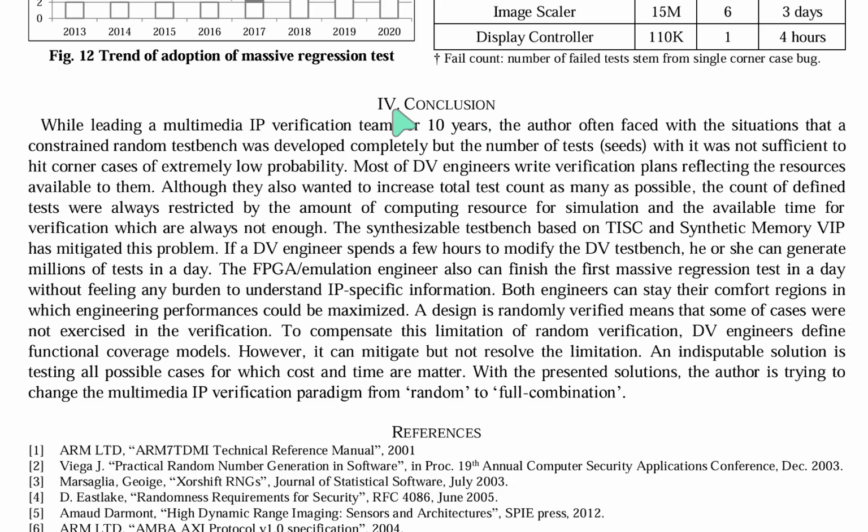So chapter 4 is the conclusion. While leading the multiple IP verification team for 10 years, the author often faced the situation that a constrained random testbench was developed completely, but the number of tests run with it was not sufficient to hit the corner cases of extremely low probability.